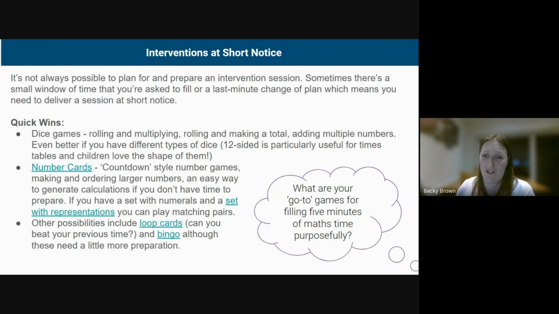And yeah, countdown. I had children that just love countdown. And just having it on the board, you don't even need to talk about anything with it. You could have it on a whiteboard with your group while you're getting yourself sorted. There you go. See if you can find the total. Brilliant. Perfect use of a free few minutes.